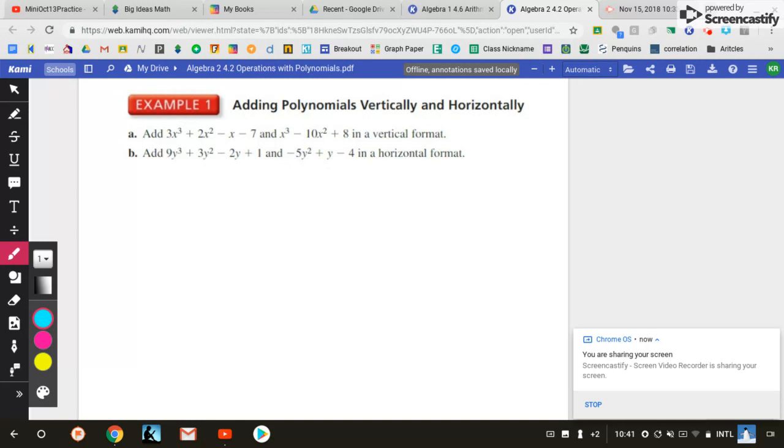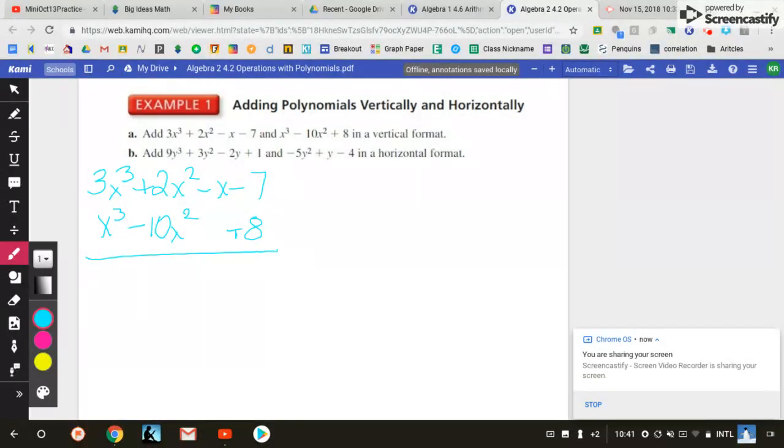So for A, we're going to do this vertically. So the way this works is you're just going to line everything up. So I'll have 3x cubed plus 2x squared minus x minus 7. Then I'm going to take my second polynomial and I'm just going to write everything underneath the term that it is alike. So I'll put x cubed here. I'll put negative 10x squared here. And then I'm going to put that 8 over here underneath the 7. It's a positive 8. And then I'm just going to add everything that's alike.